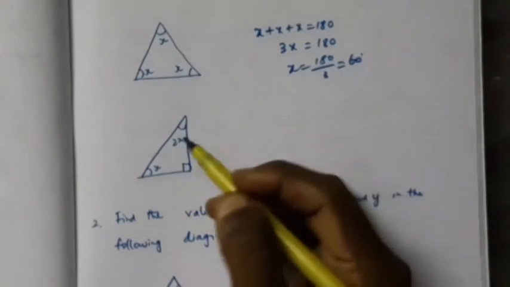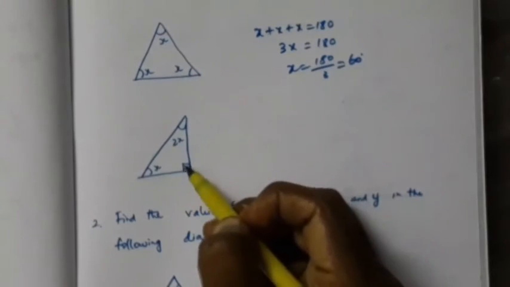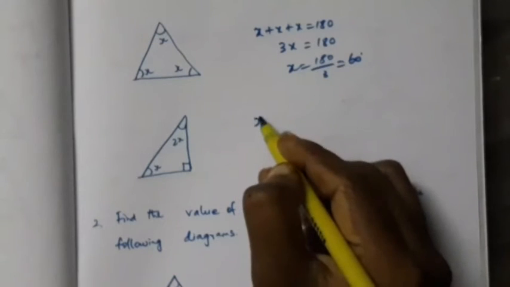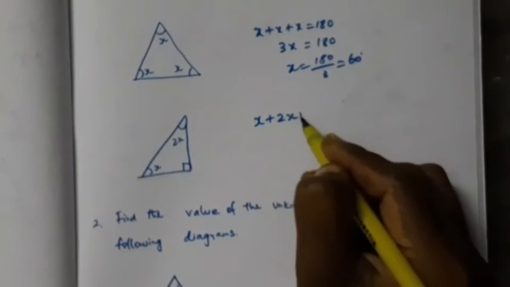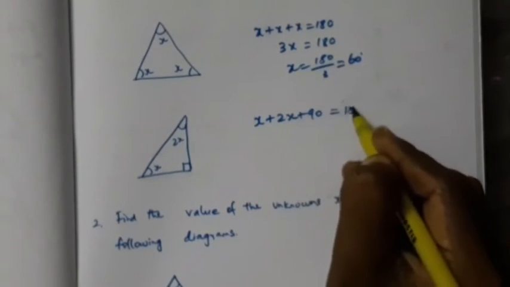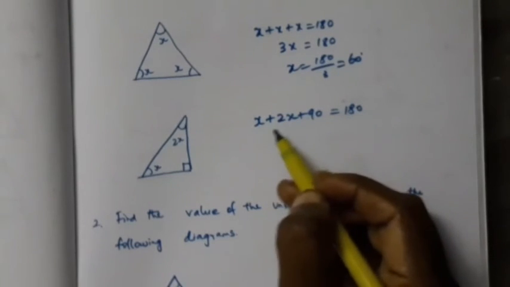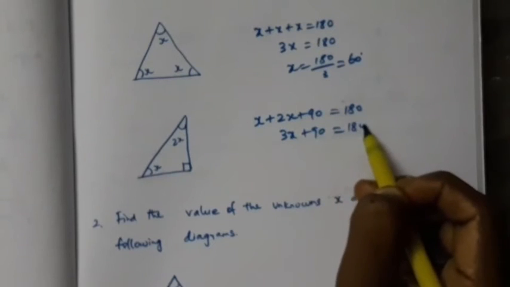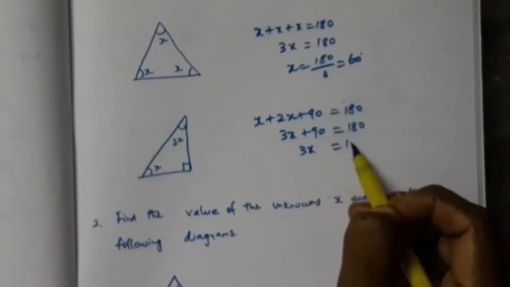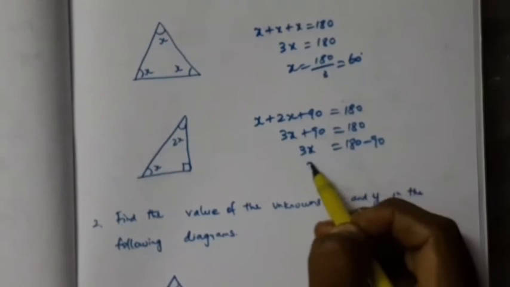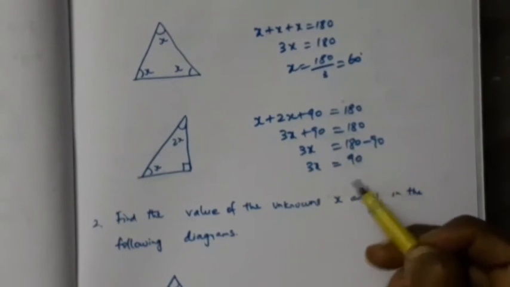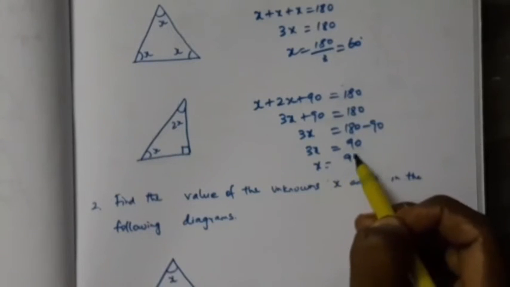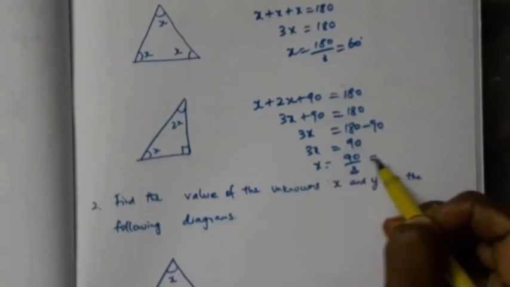Here this is x and this is 2x. If you see the right angle symbol, which means here it is 90 degrees. So x plus 2x plus 90 is equal to 180. So x plus 2x is 3x. 3x plus 90 equal to 180. So 3x equal to 180 minus 90. 3x equal to 90. What is x equal to? 90 divided by 3, that is equal to 30.